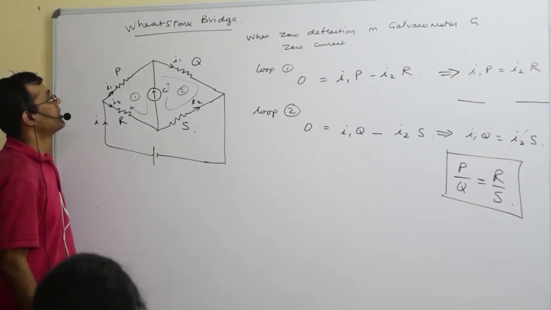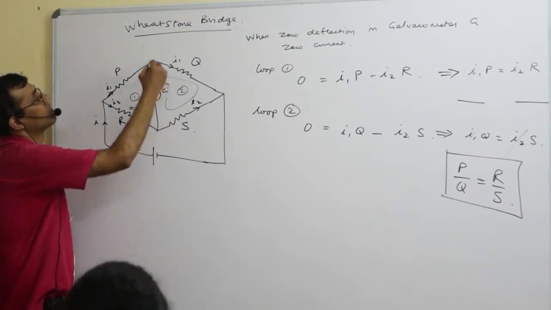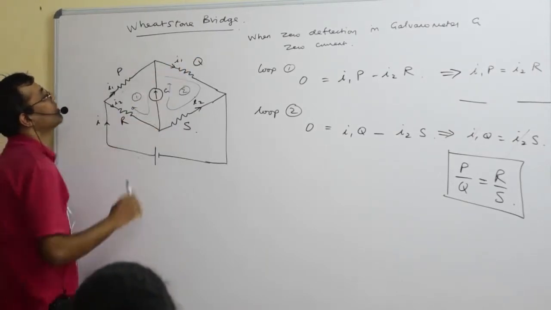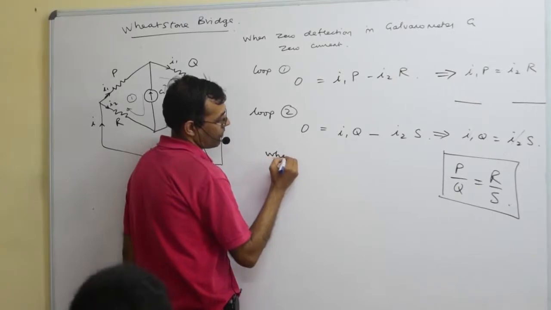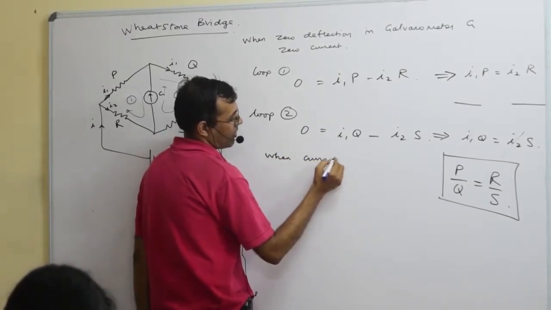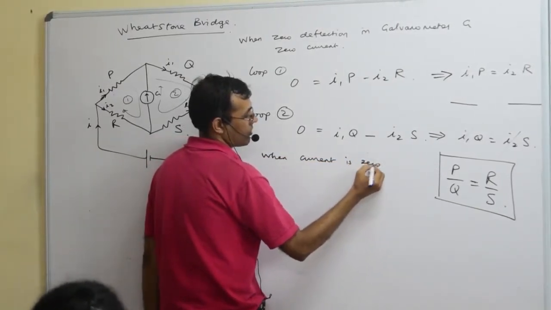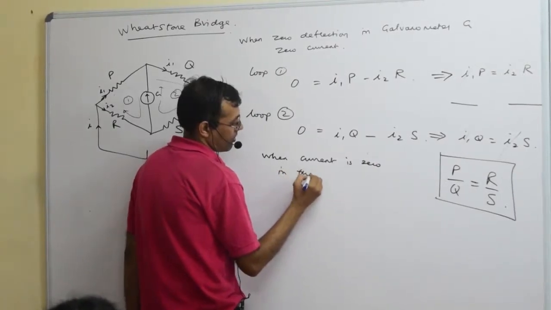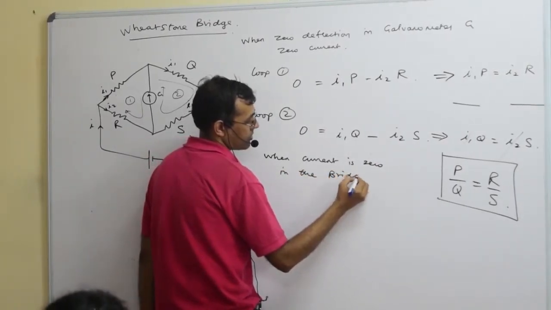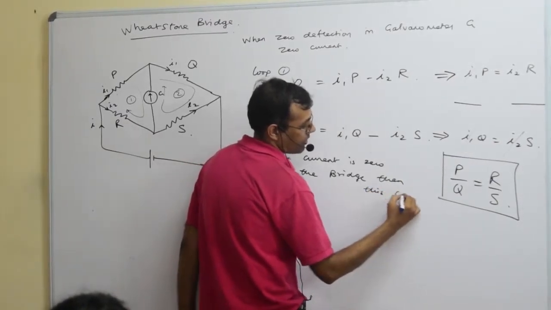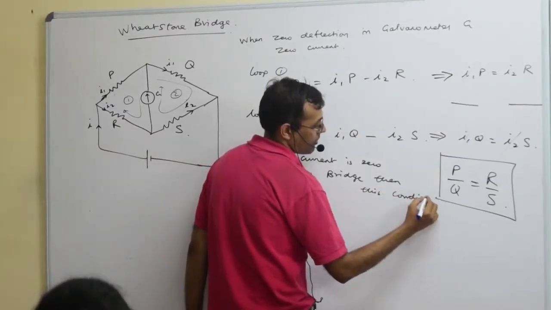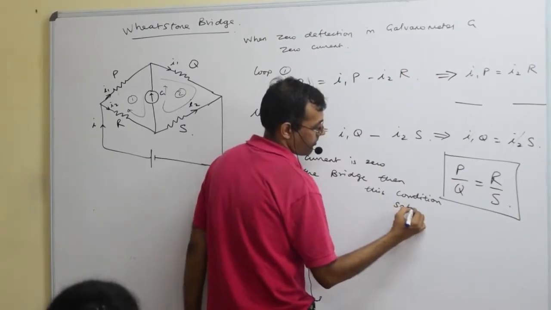So when we say bridge, we are talking about this bridge. That's the name, Wheatstone bridge. So when current is 0 in the bridge, then this condition is satisfied.